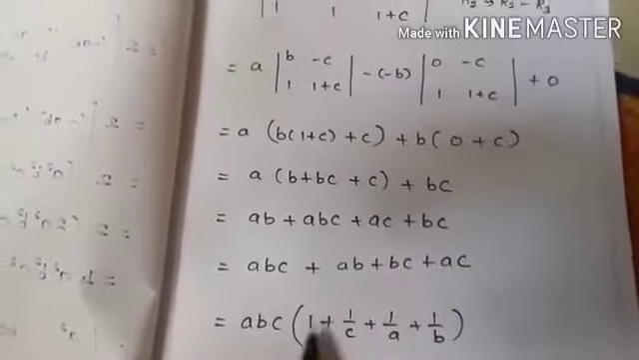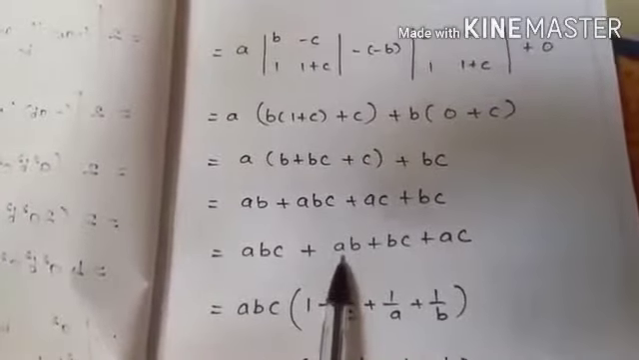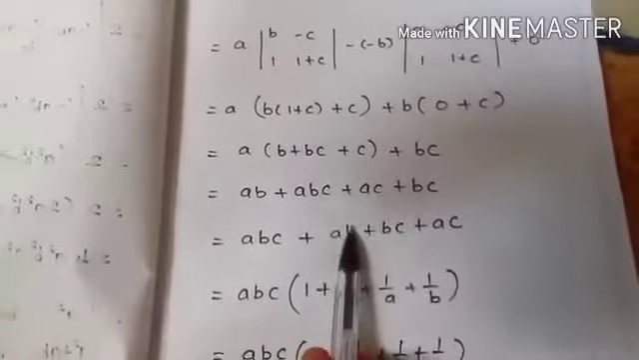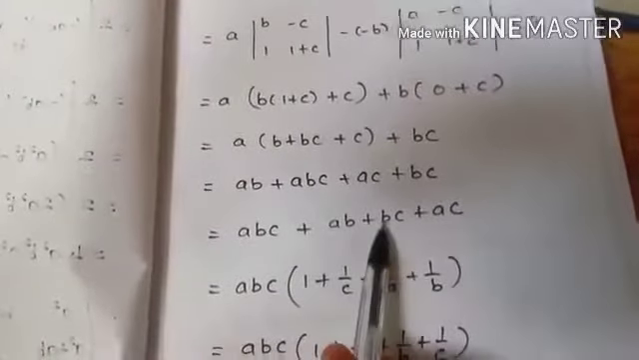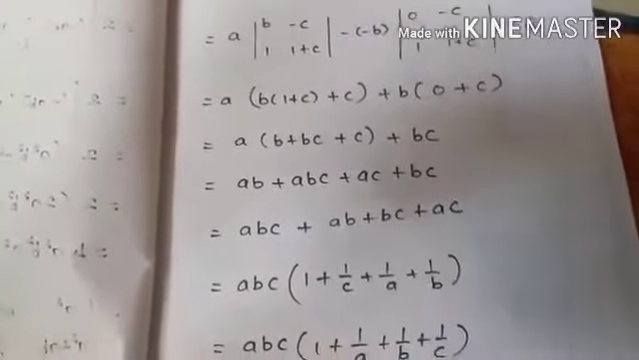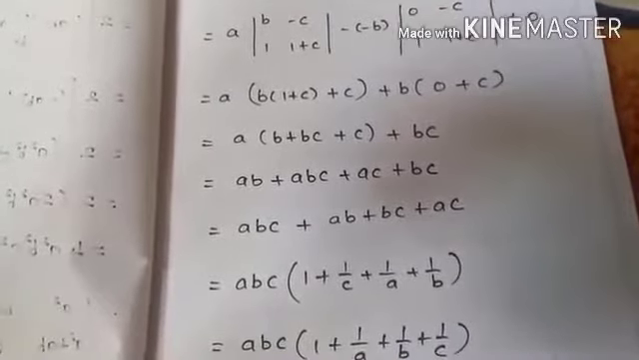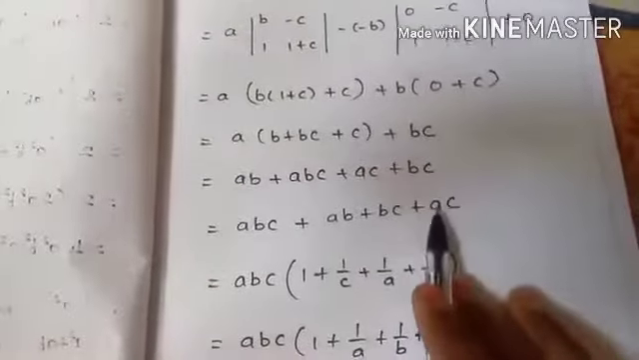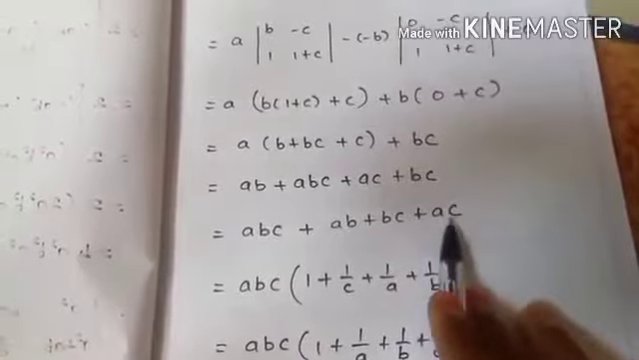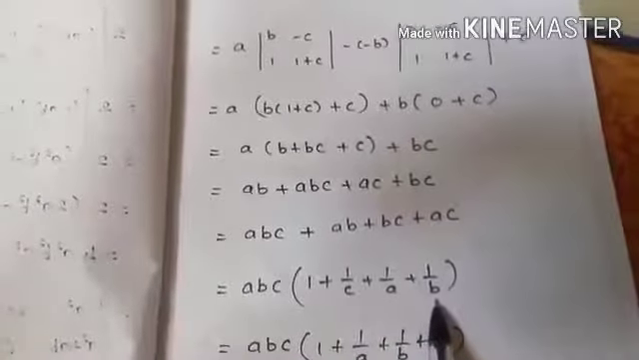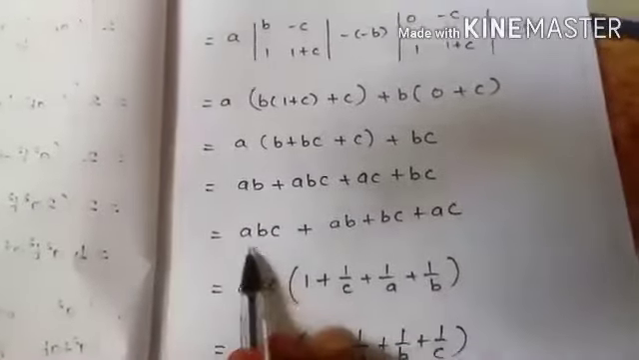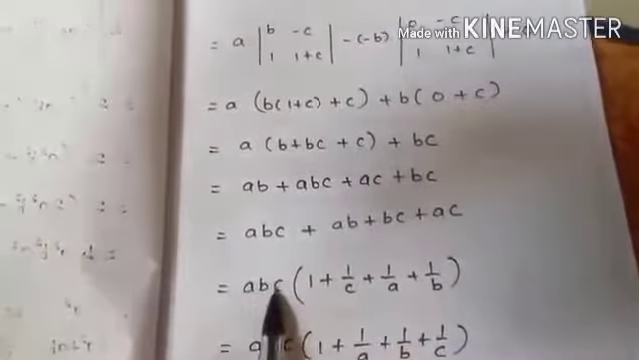The first term is 1 plus. Taking ABC as the common element, there is no C term, so 1 by C plus. Taking ABC as the common element, there is no A term, so 1 by A plus. Taking ABC as the common, there is no B term, so 1 by B. If you have any doubt, we can multiply and divide by ABC.